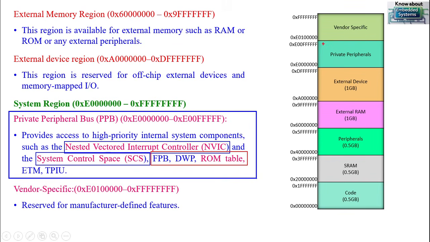So in this section, you will see all these types of peripherals such as NVIC, system control unit, data watchpoint, floating point, ROM table, and so on.